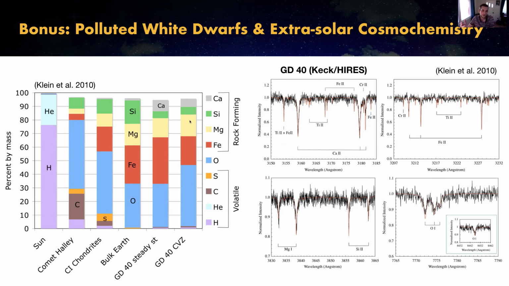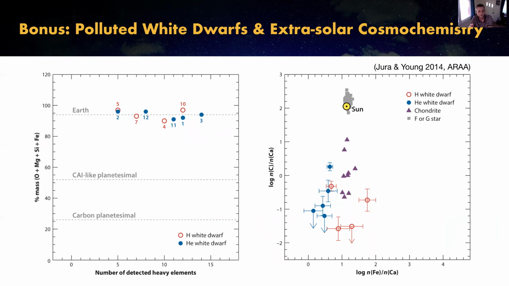rock-forming elements. You can compare that to, so the details depend a bit on what you assume for the mixing in the white dwarf photosphere and so on. But you can compare these numbers to the Earth and the chondrites and Comet Halley. And what you find in this case, and actually in almost all cases, is that the material that's being accreted by these white dwarfs is really Earth-like. So like 90%, 95% of the stuff is composed of oxygen and rock-forming elements. Nothing really looks like a CAI-like planetesimal or extremely carbon-rich planetesimal with the carbon like silicon carbide or whatever. You don't really see this.